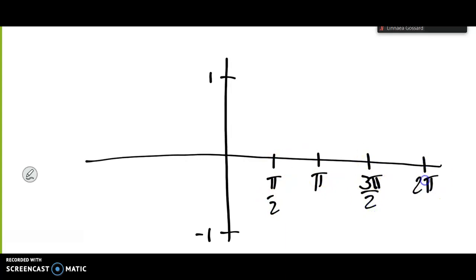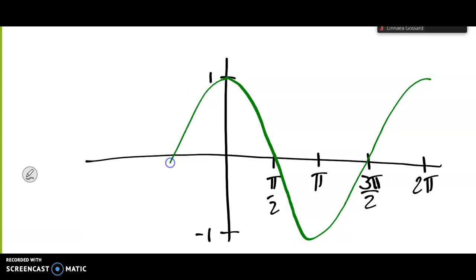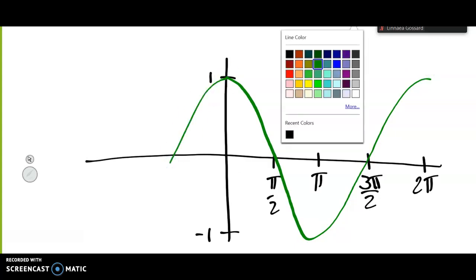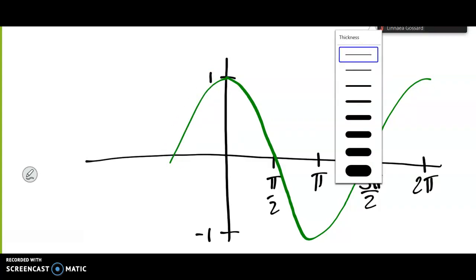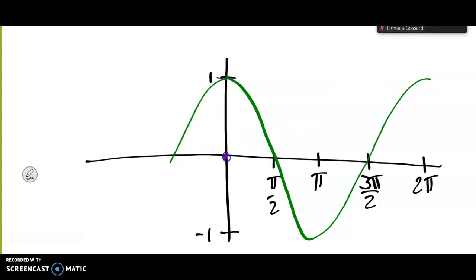Two pi. All right, so here's my cosine curve, and it continues that way. And so let's draw the slopes at different points. The slope here is 0. The slope here is 0. Here is 0. These slopes are all what? Negative, so that goes down, and then it's the most negative right here. That's where it's the steepest.